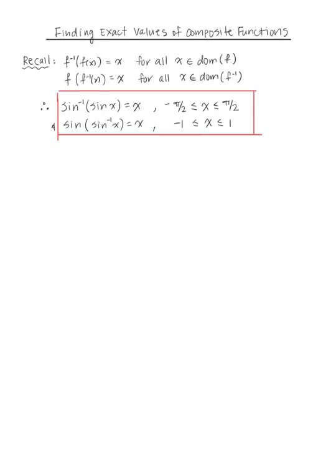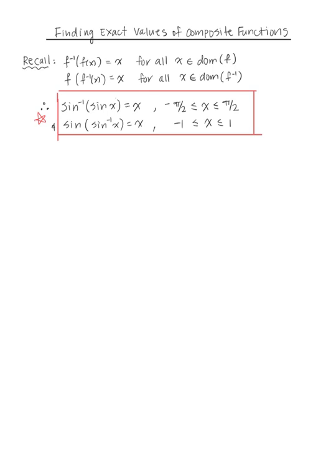Next topic is finding exact values of composite functions. Recall that f inverse of f of x equals x for all x in the domain of f, and f of f inverse of x equals x for all x in the domain of f inverse. So with that said, sine inverse of sine of x is going to equal x only if x is between negative pi over 2 to pi over 2, and sine of sine inverse of x is going to be x only if x is between negative 1 and 1. You must memorize this one.